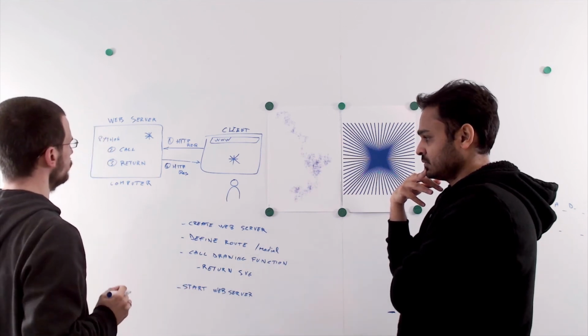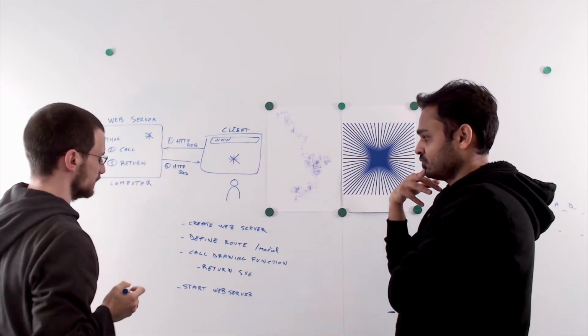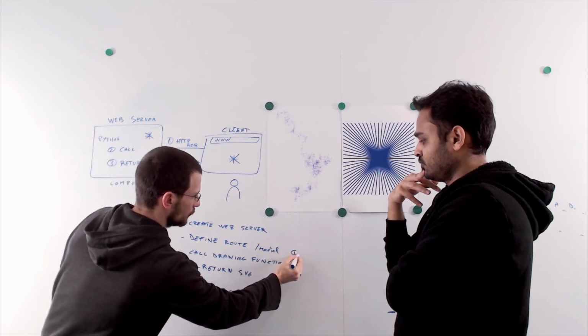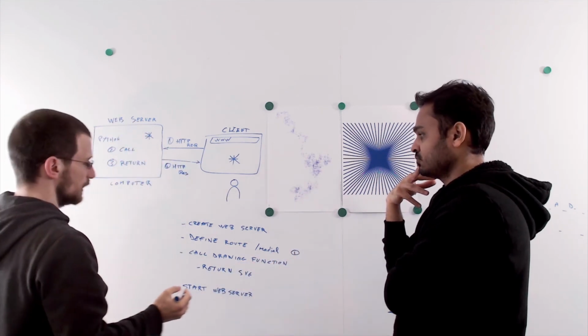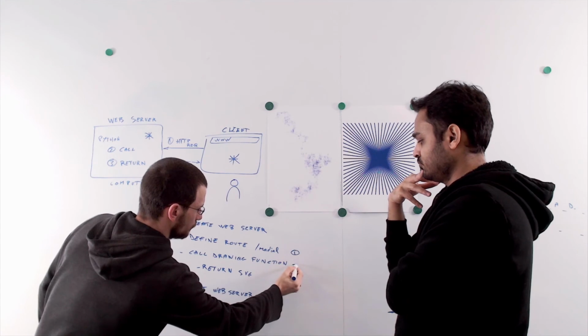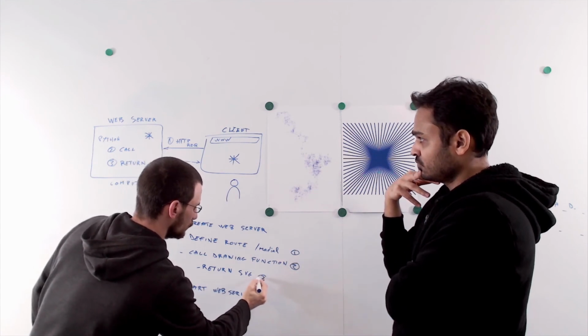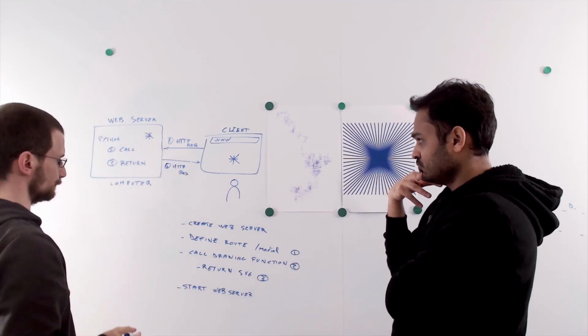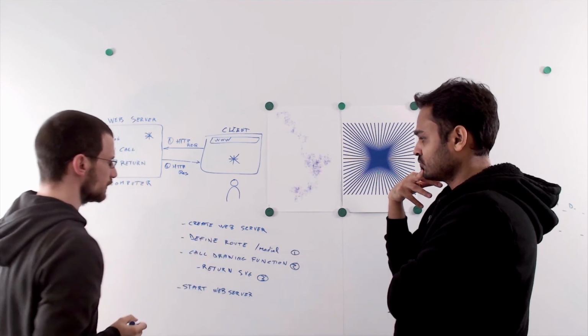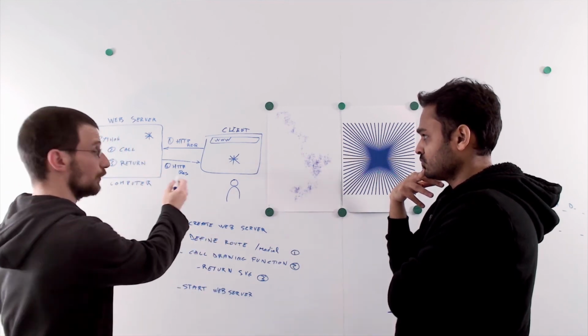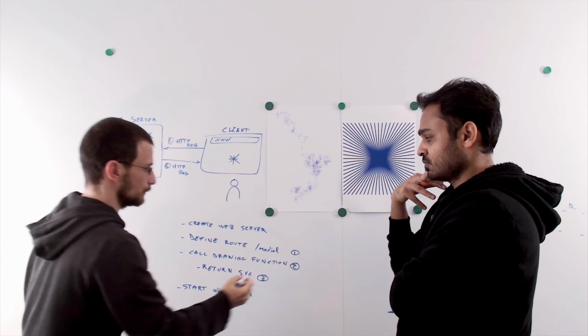So if we wrap up, we have our step number 1 covered here, step number 2, and step number 3, the call and the return. And this definition here of the route is covering for us the HTTP response.